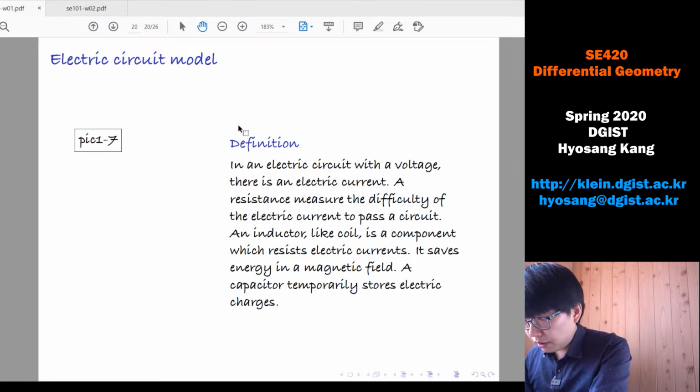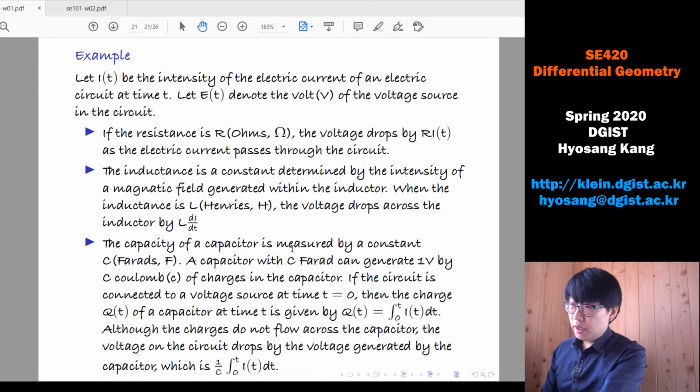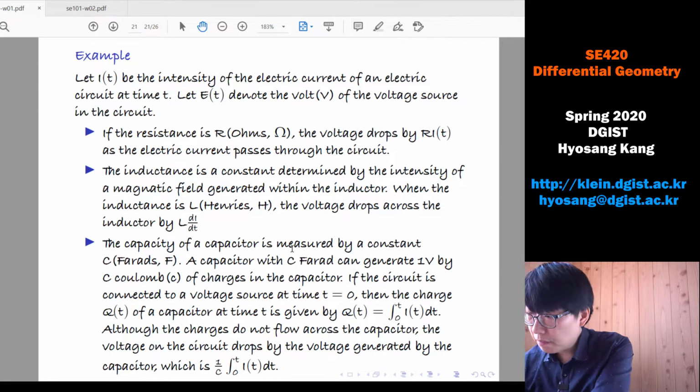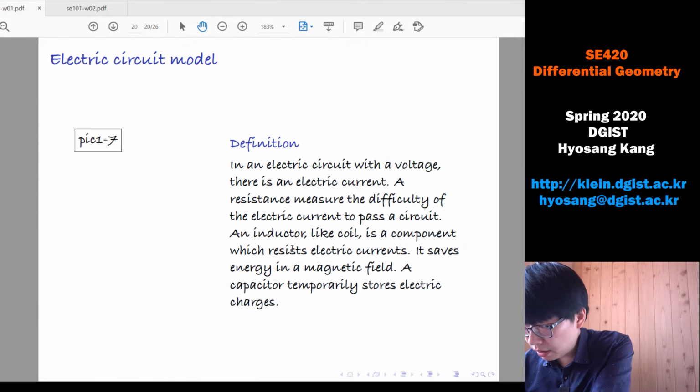And electric circuit. So you can look at the picture in the file that I uploaded in the LMS site. So let me explain how to set up the differential equation of electric circuit. So we start from here. Let me draw a brief picture of the circuit here.